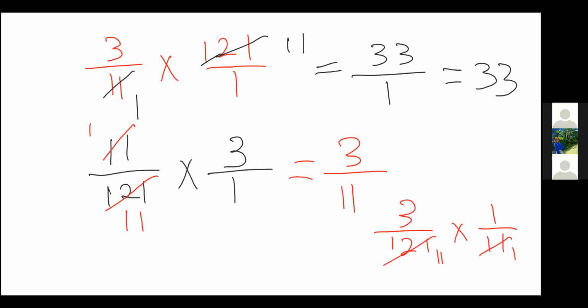It's either this way or this way. Not straight across. Straight across is for multiplying alone. Yeah? Let's do one more.